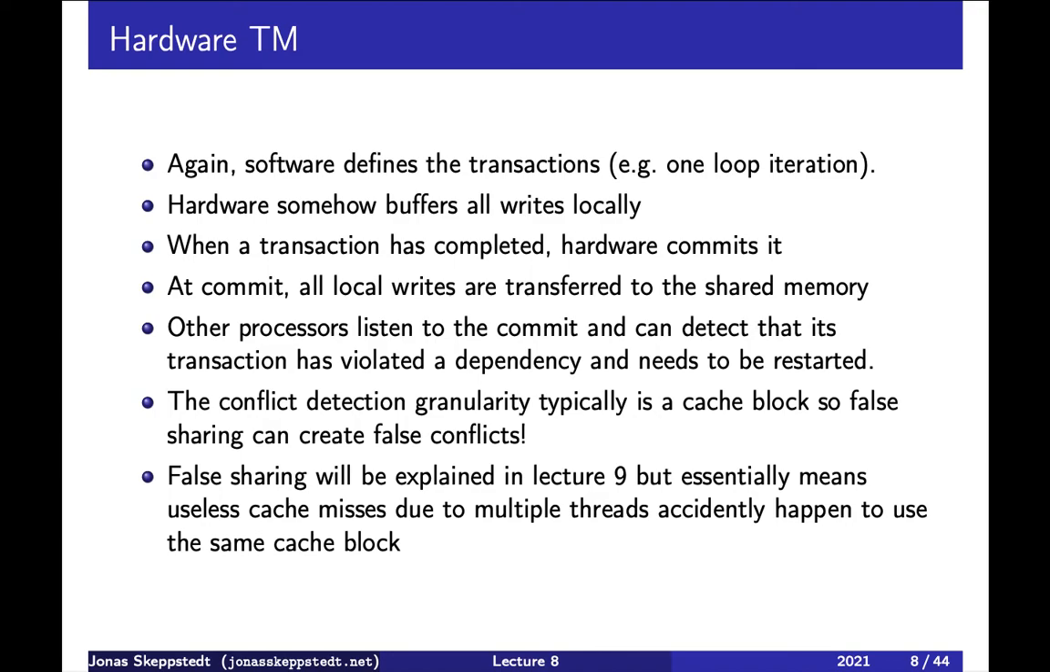but due to these variables that were modified and read by different transactions happening to be in the same cache block, the transactional memory system can think that there is a conflict. So this is related to false sharing, which I will talk about more in lecture 9.